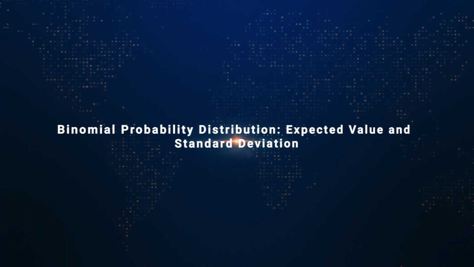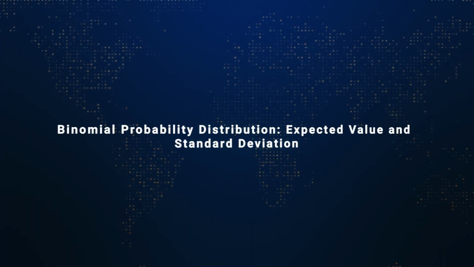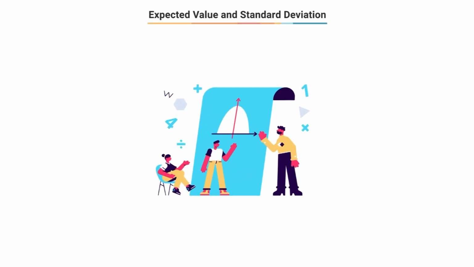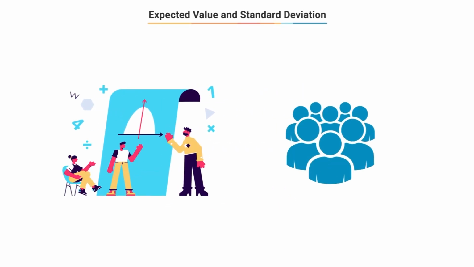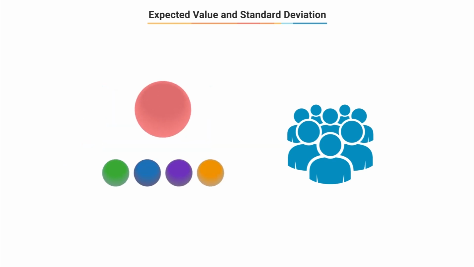Binomial probability distribution, expected value, and standard deviation. Remember that in our earlier experiment, which we conducted with 100 participants, we estimated that we can expect a person to draw 2.64 red balls in one game. This value 2.64 is nothing but the expected value of the number of red balls for each individual.